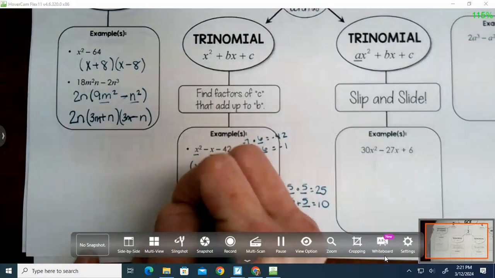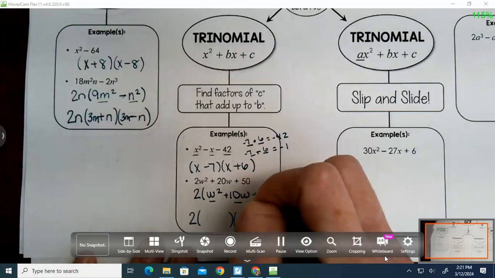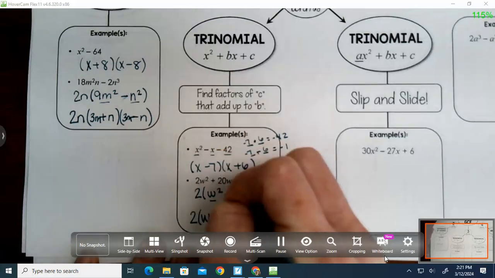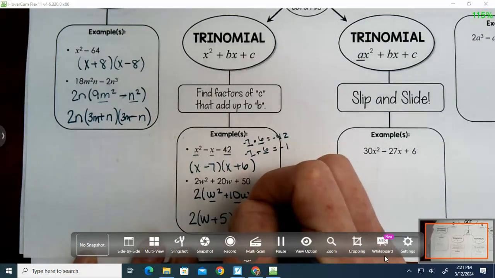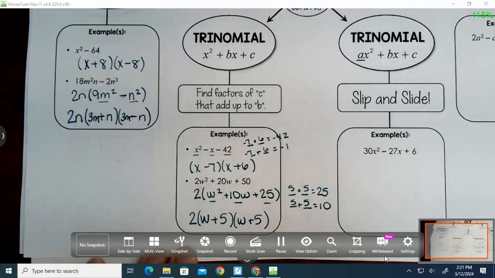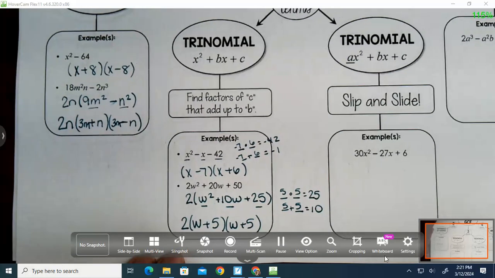So the 2 stays, 2 parentheses, so w squared breaks into w, and we have a plus 5 and a plus 5. All right, so far remembering doing these? Okay. 2 more.